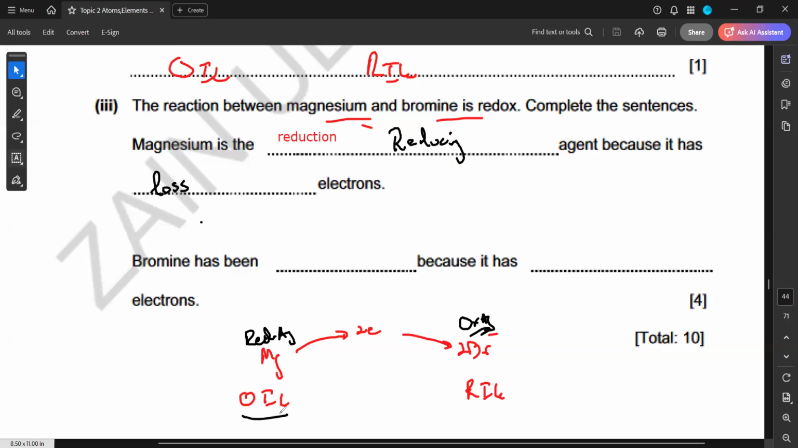So the substance in which oxidation happens is a reducing agent, and we'll discuss this in topic 6. Bromine is an oxidizing agent because it has gained electrons. So what happened to bromine? Because the bromine has gained electrons, bromine has been reduced. So that is what we have to write.